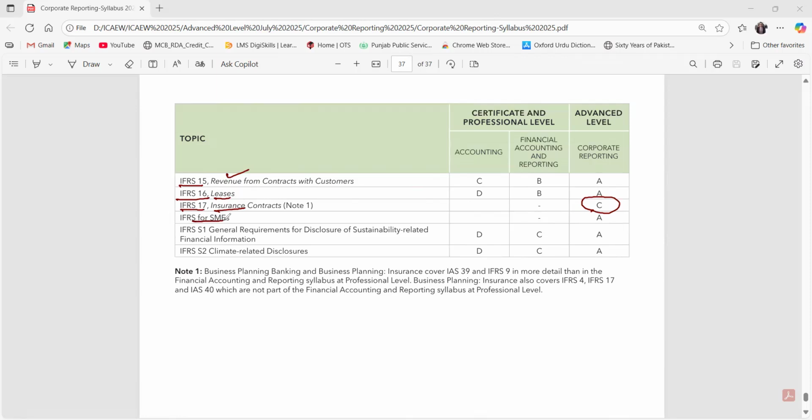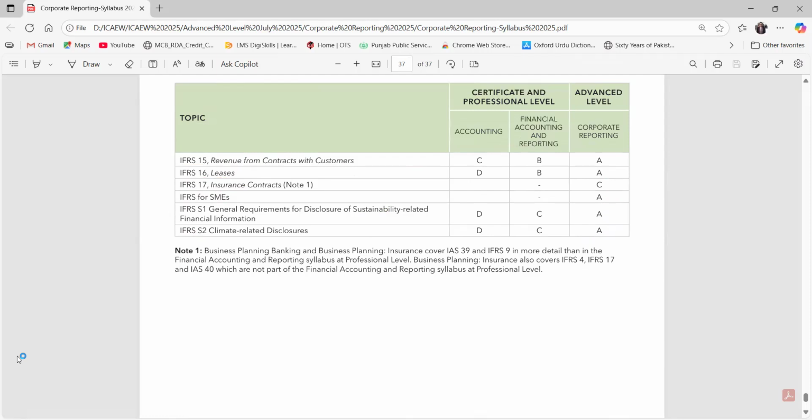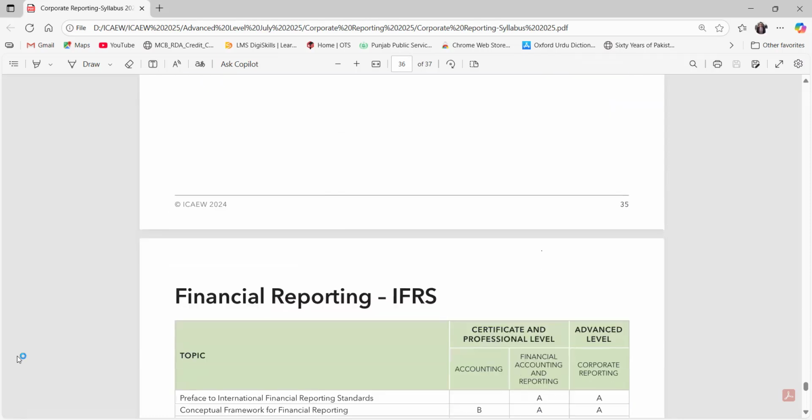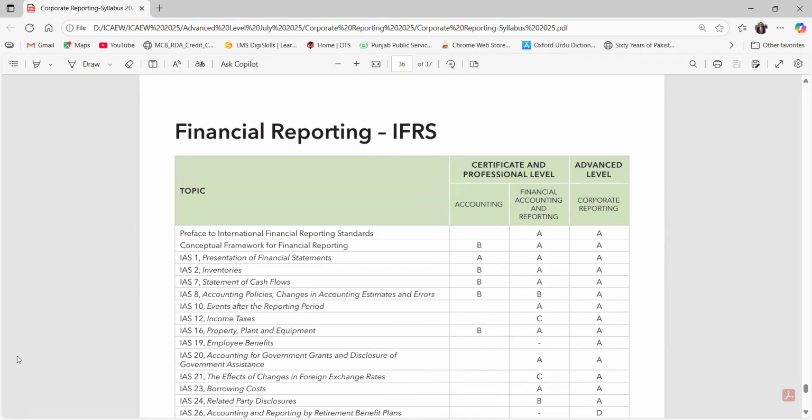Then we have IFRS for SMEs, and then IFRS 1 and IFRS S1 and IFRS S2, basically. And these are related to sustainability and climate related disclosures. You need to be very good with this perspective because ICAEW is paying a huge amount of attention towards sustainability, towards your CSR, basically. So these were the standards, these were the perspectives from the reporting side, basically, which included IAS and IFRS.